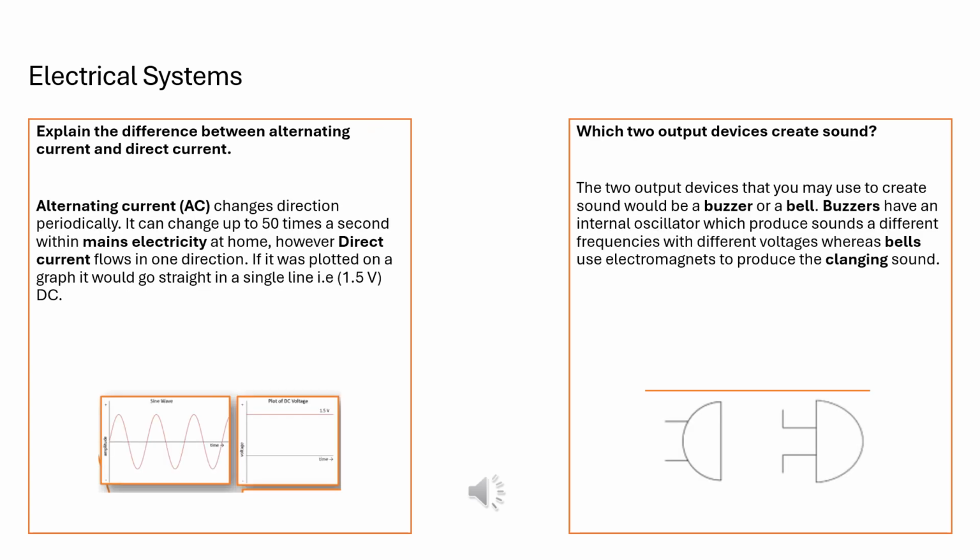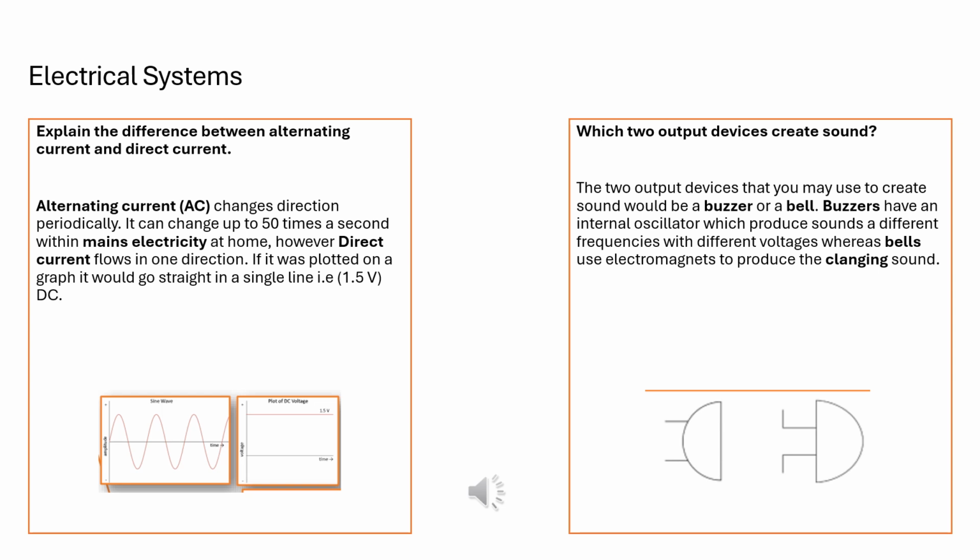So what you can see here is the difference between alternating current, AC, and direct current, DC, is that alternating current changes up to 50 times per second, whereas mains electricity at home is direct and flows in one direction. You can see two graphs here. The graph on the right is your direct current, and the graph on your left is your alternating current.